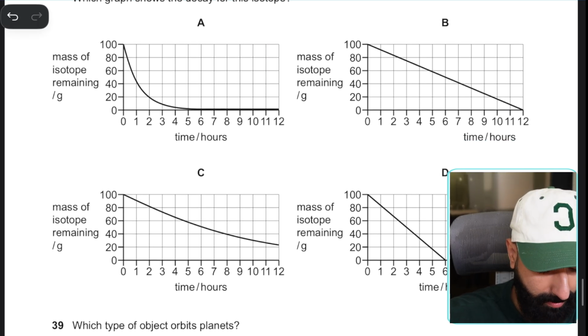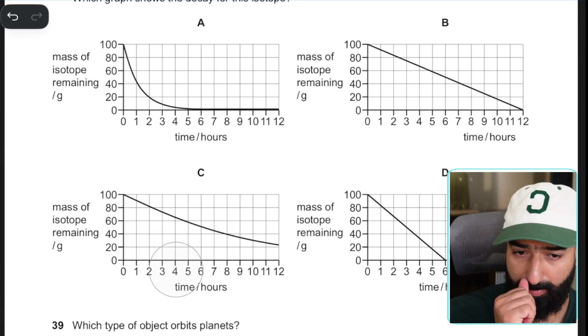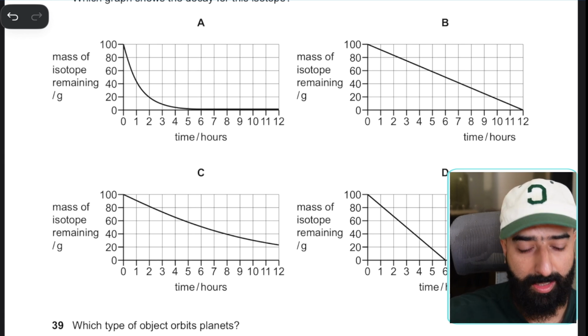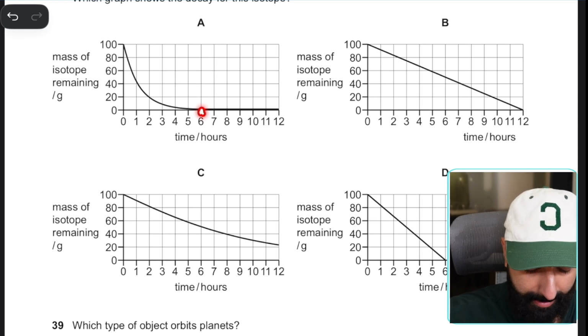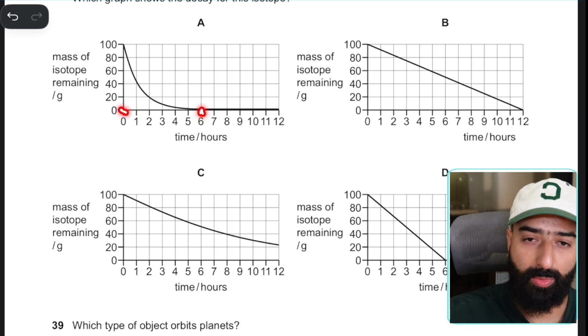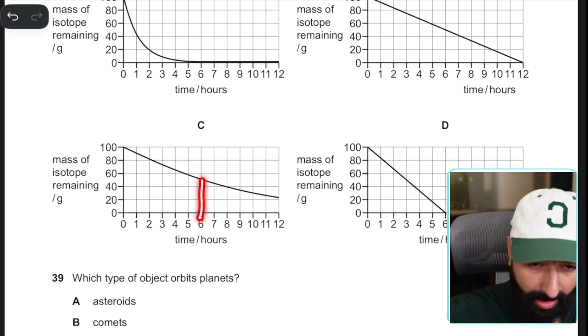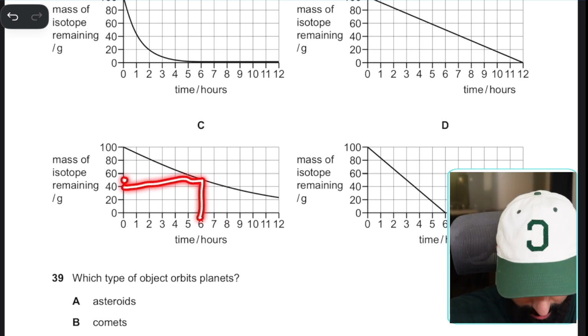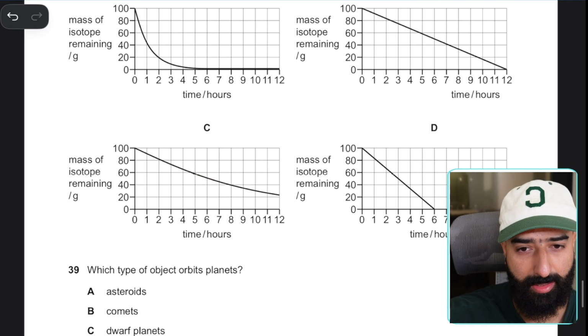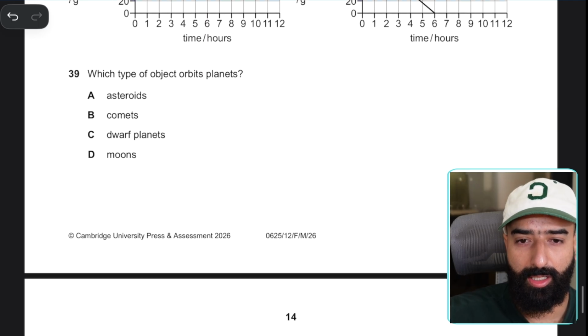So we can right away remove these two. Let's focus on A and C. Right away, we see at 6 hours, the mass remaining is too low. It should be 50 grams. So it has to be C, but let's check. In 6 hours, yes, we have 50 grams remaining. This is the correct option.